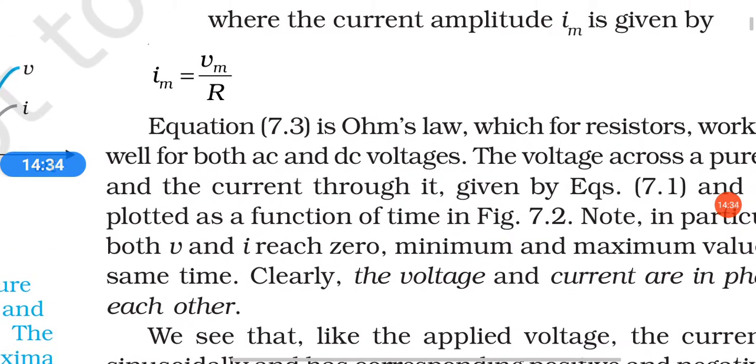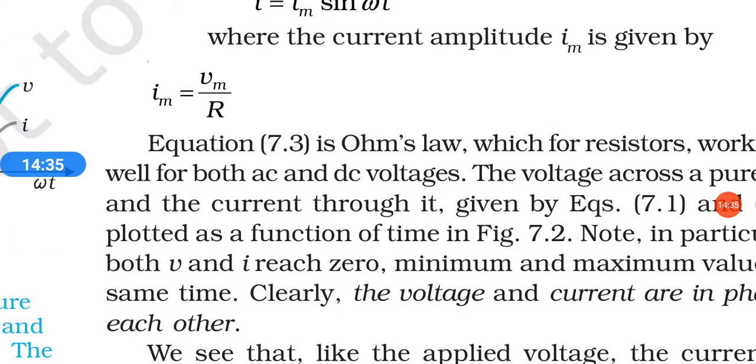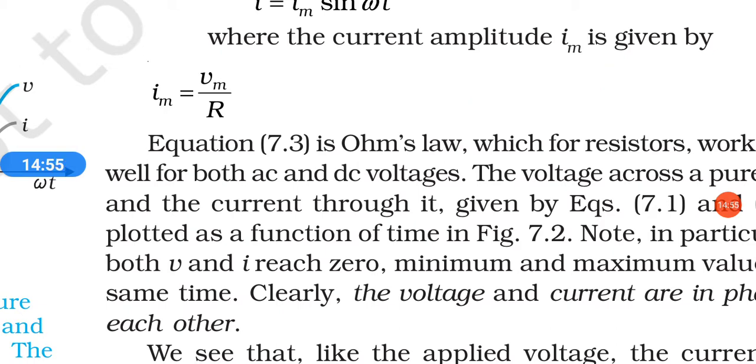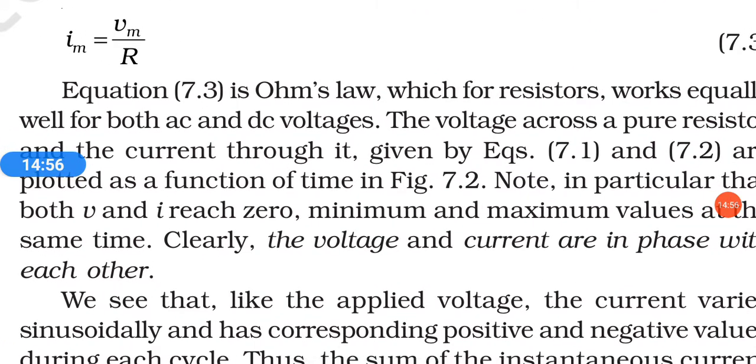We have shown that in DC, V is equal to IR. We already know this equation, so whenever you apply it in this topic, for AC current, it also works.